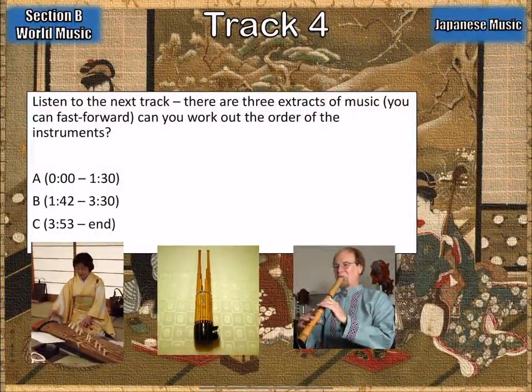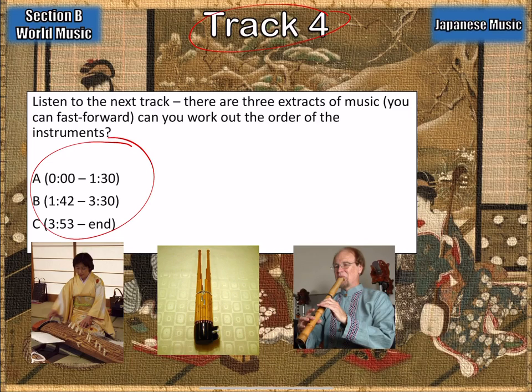There are plenty of videos on the internet of those instruments. It's important that you can recognise them. So what I want you to do is listen to track 4 and answer question 13 on Edmodo. You've got, essentially on the same track, which is track 4, 3 extracts of music, A, B and C. I've given you the rough timings of those, but hopefully you can hear they are quite different instruments.